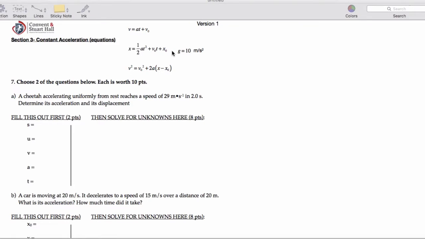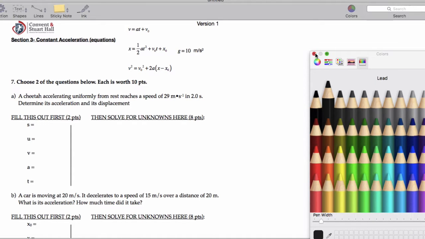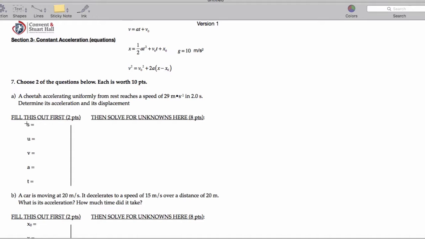All right, so problem number 7. I'm going to have a few hints for the note card. Just to put this out there, we have a cheetah accelerating uniformly from rest, and it reaches a speed in 2 seconds. I'm using a different way of writing these letters, so I'm going to change this. This should actually be x naught. This will be x. This will be v naught. We'll put v right here, and a and t we'll leave alone.